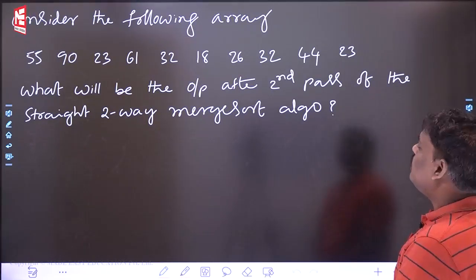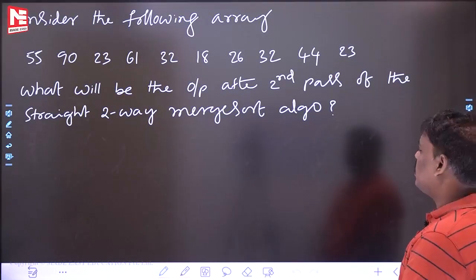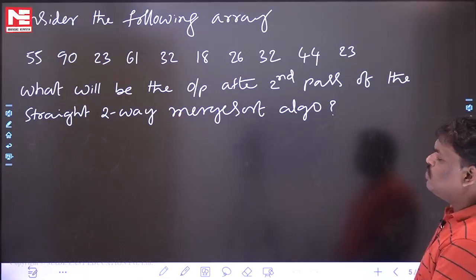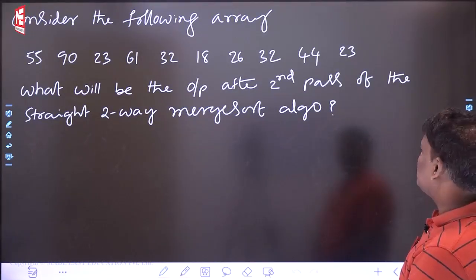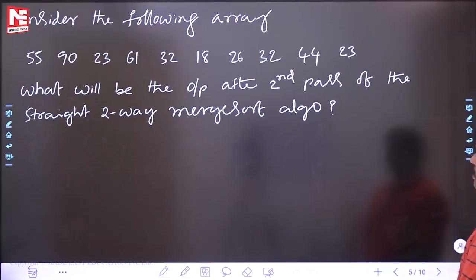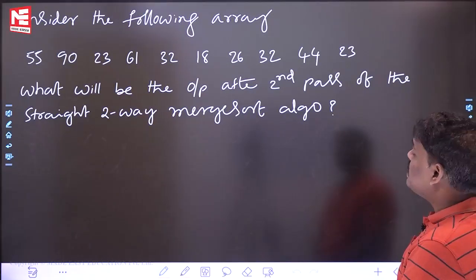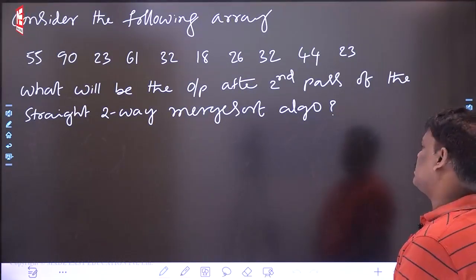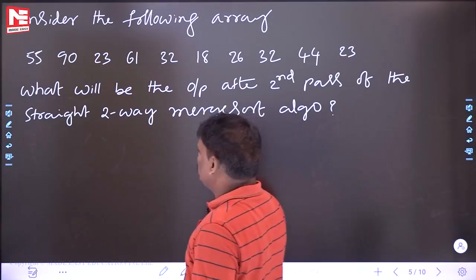Next one. What will be the output after the second pass of the straight two-way merge sort algorithm? Here there is no time complexity, it is asking for the output. Straight two-way merge sort algorithm, right? In the second pass, what will be the output they are asking? How to solve this problem, I will explain now.